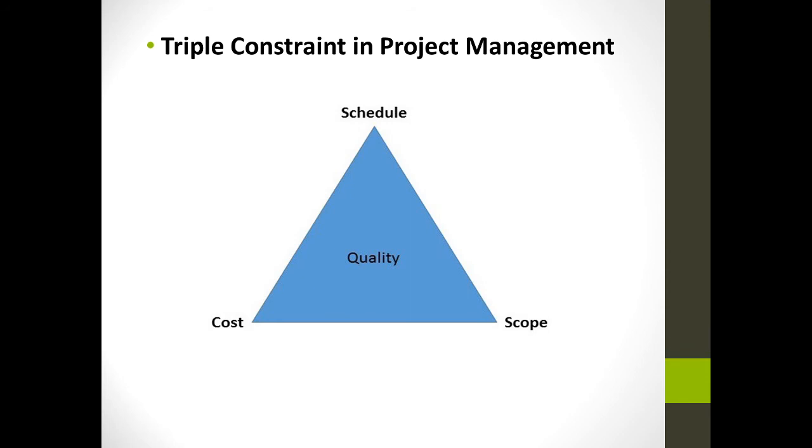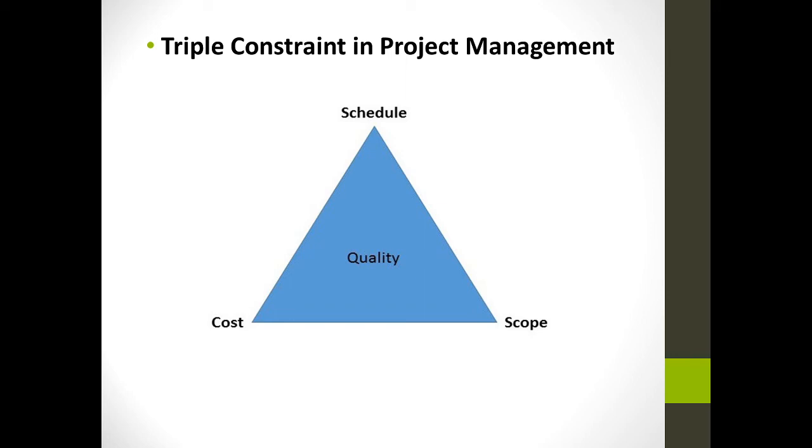Now the triple constraint in project management is a very important term. If you are planning for something, the scope for that particular schedule is decided and cost is again decided. So, you have to create a balance between these three, that is the scope, schedule, and cost. And by combining these three, you have to maintain quality in your project also. If you are disturbing the schedule, automatically it will disturb scope, automatically it will disturb cost, and you will not create a quality product.